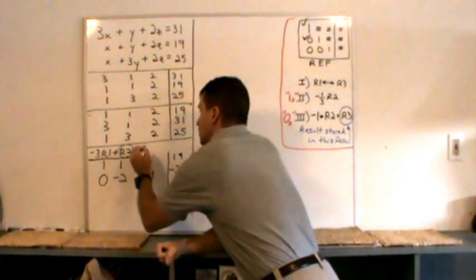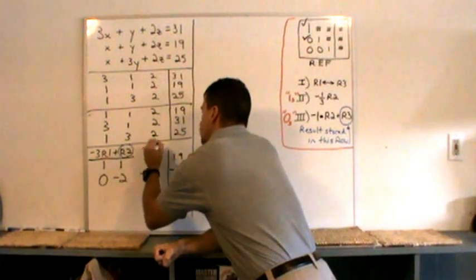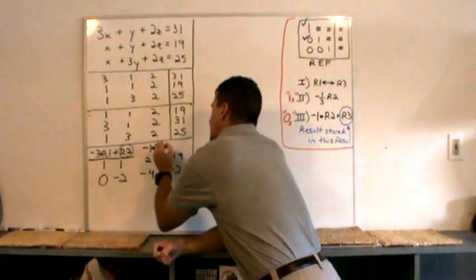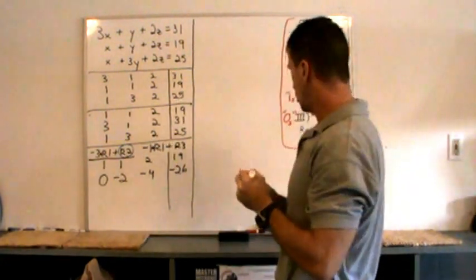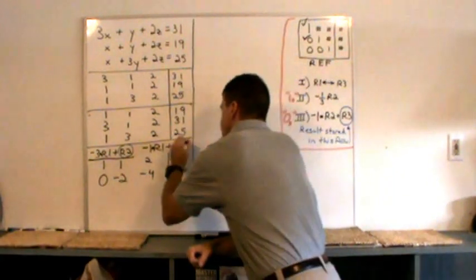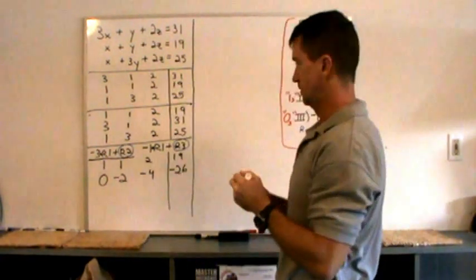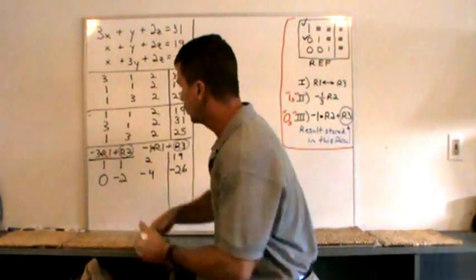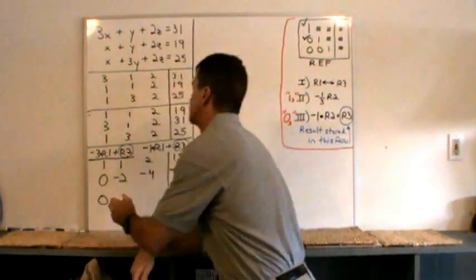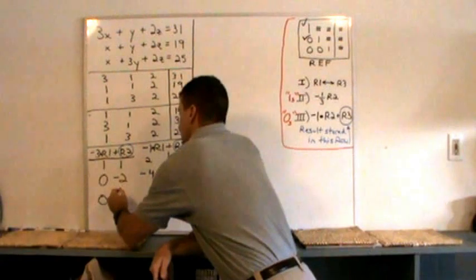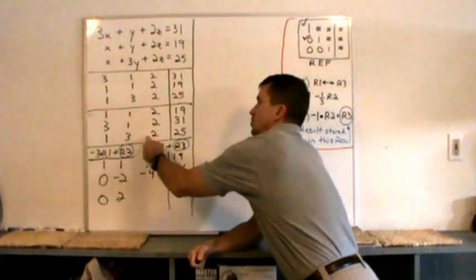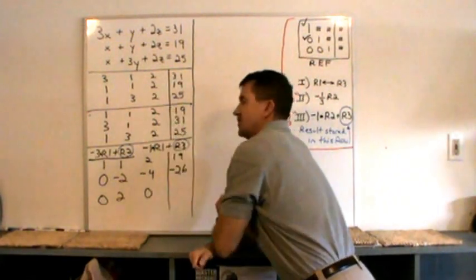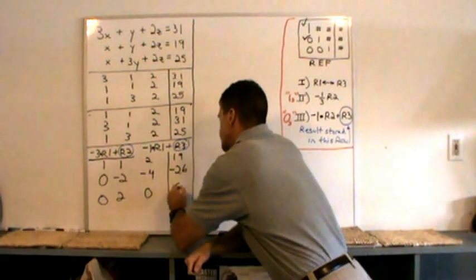So I'll label it right here. We're going to multiply -1 times row 1. I'll put a times between these. And I'm going to add it to row 3. And that result will get stored in row 3. So I'll circle this just to tell you where this is getting stored. So here we go. Ready to do it? -1 times a 1, add a 1, 0. -1 times a 1, add a 3, 2. -1 times a 2, add a 2, 0. And -1 times a 19, add a 25, 6.